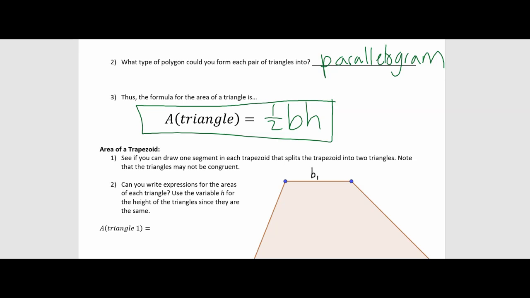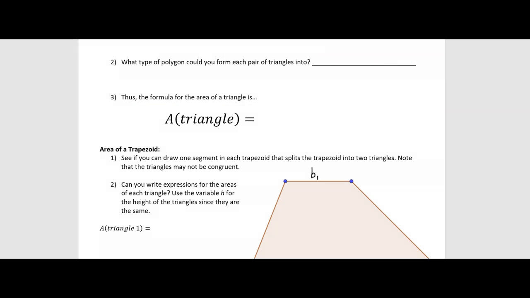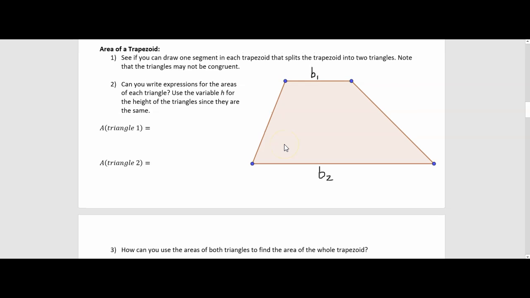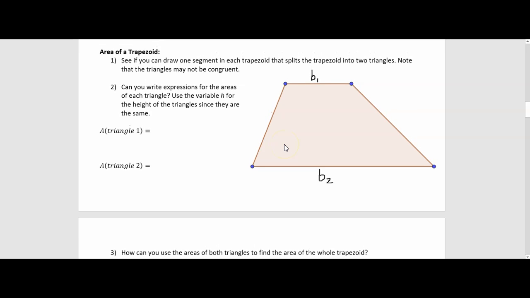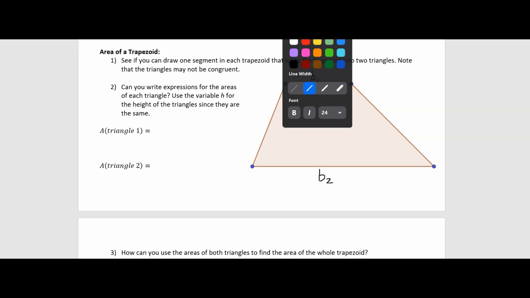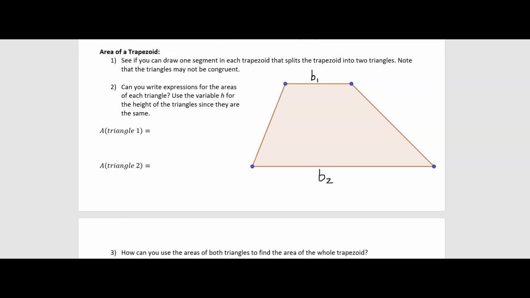All right, moving on to area of a trapezoid, a different type of quadrilateral. So it says, see if you can draw one segment in the trapezoid that splits the trapezoid into two triangles. Because now we have a formula for the area of a triangle, right? So we can use that formula to try to figure out other formulas. Note that the triangles may not be congruent. So let's do that. Let's try to split this trapezoid into two triangles. A couple different ways I can do it. I'm just going to do it like this. Yes, you could have done it like this as well. Either way works.